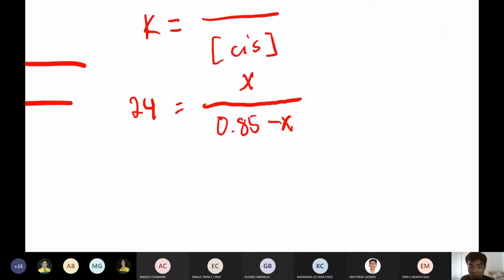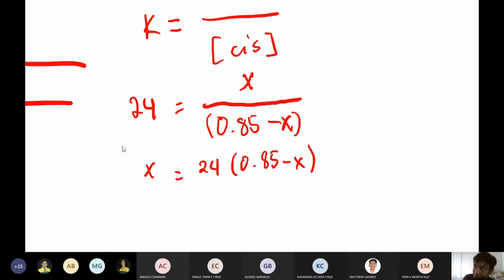So let's solve for the value of X. Anong gagawin mo? Cross multiplication. So itong nasa denominator, cross multiply mo sa 24. Okay? Pagpalitin ko lang sila ng pwesto. Pinag-switch ko lang ng pwesto. Dapat kasi andito ito sa left side. Kaso, susobra ako dito eh. Ganyan na lang. So that will be x equals 24 times (0.85 minus x). What's next? Algebra na to, wala ng chemistry dito. So algebra tayo.